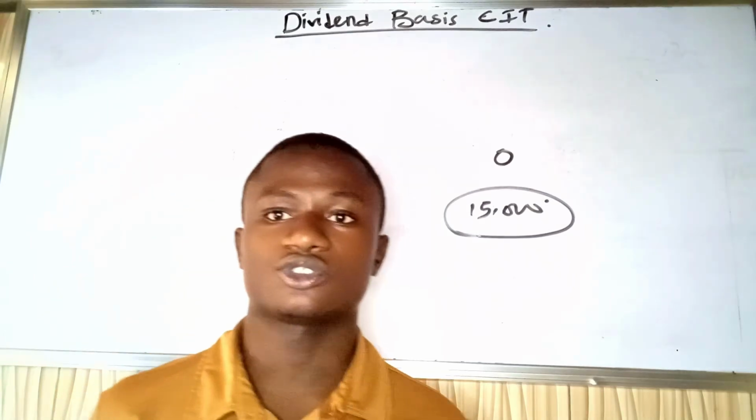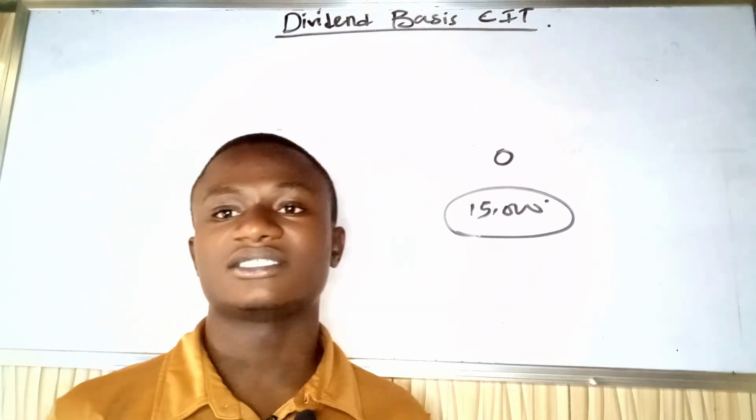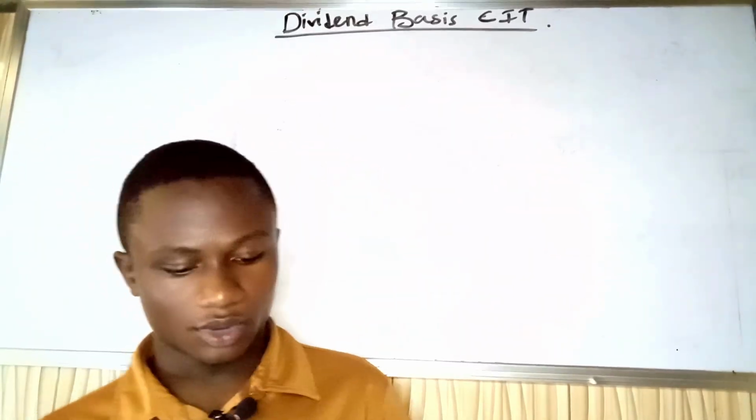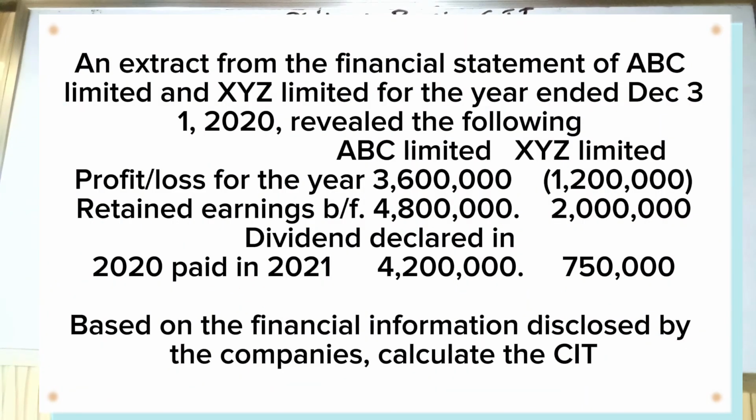And we take a very simple question. It won't take time at all. We look at it and we solve it together. We have a question: an extract from the financial statement of ABC Limited and XYZ Limited for the year ended December 31st, 2020 revealed the following. Profit or loss for the year: ABC has a profit of 3.6 million, XYZ 1.2 million naira as loss.